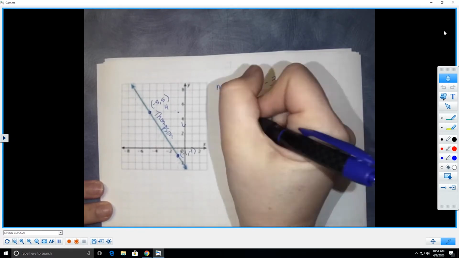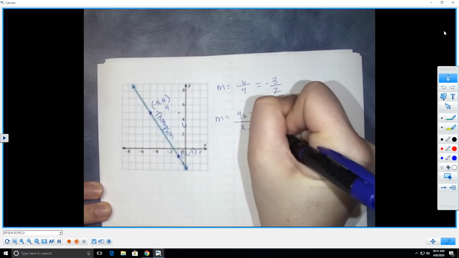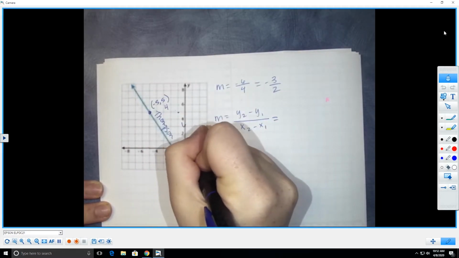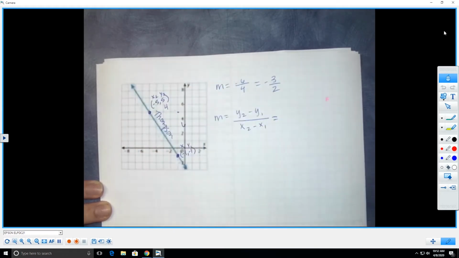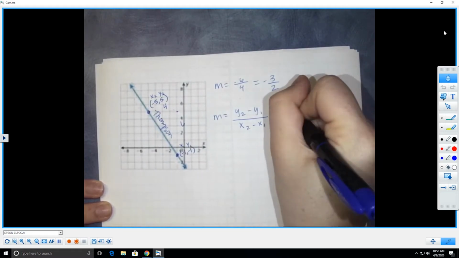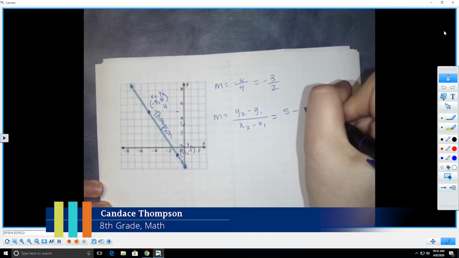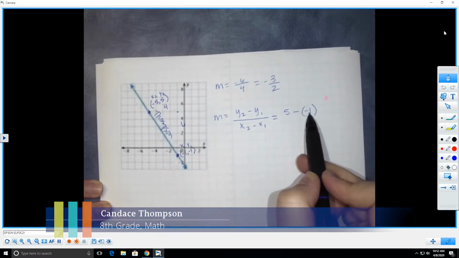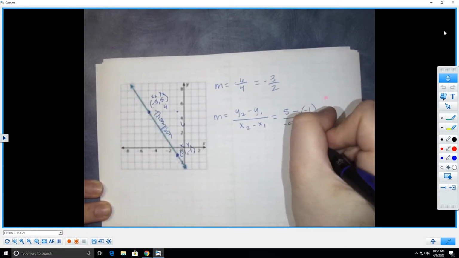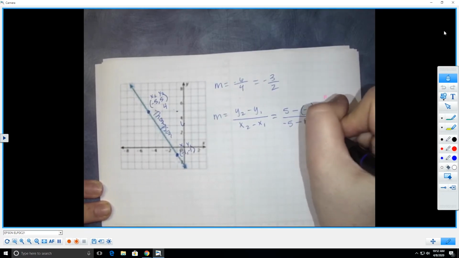So that's one way visually to use a graph to find the slope. Another way is to use our slope formula, y2 minus y1 over x2 minus x1. So I'll go ahead and label these x1, y1, x2, y2. So I'm going to plug in +5 for y2. I'm going to plug in -1 for y1. Be careful here, we're subtracting a negative. Going to plug in x2, which is -5, and then -1 here.